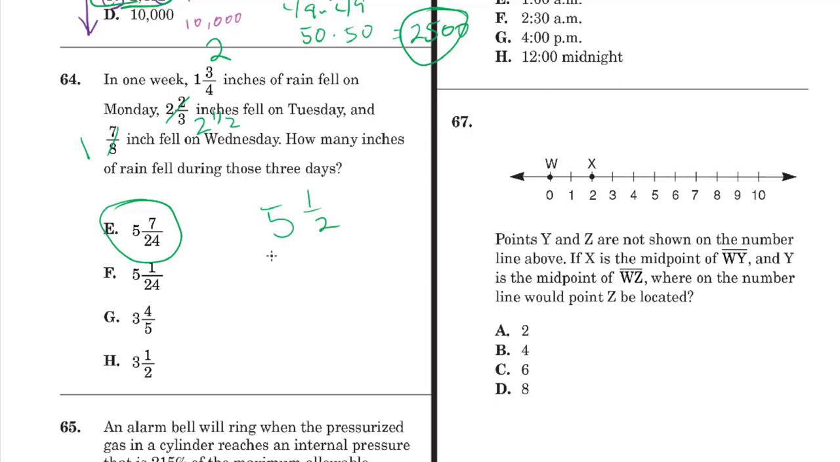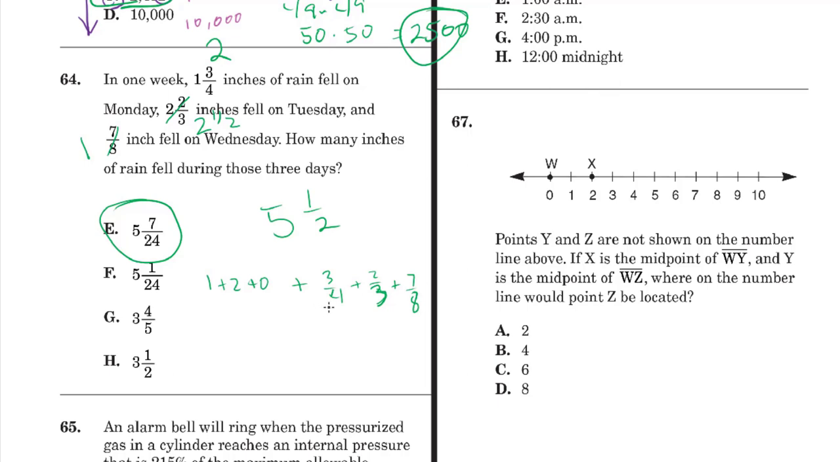Oops, I forgot the formal way. The formal way would be something like, well, I could break out the integers and the fractions. 1 plus 2 plus 0. And then to that, I would add the fractions. 3/4 plus 2/3 plus 7/8. I'm adding fractions, so that means I need to find a common denominator. Well, between 2, 3, and 8, that's going to be 24.